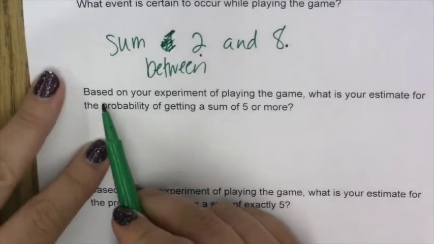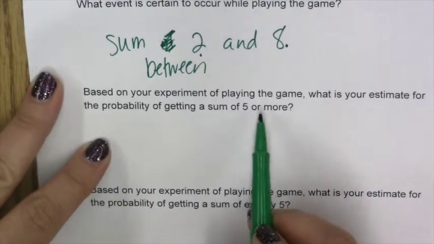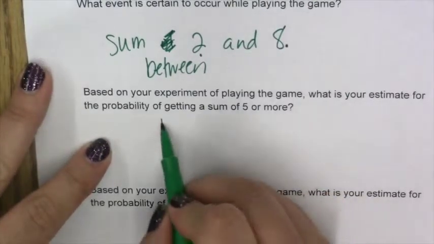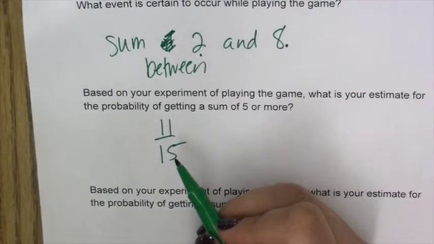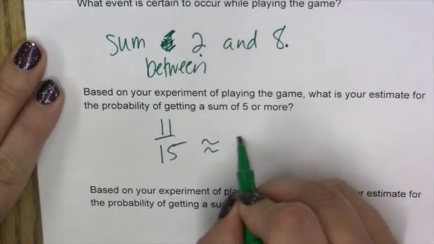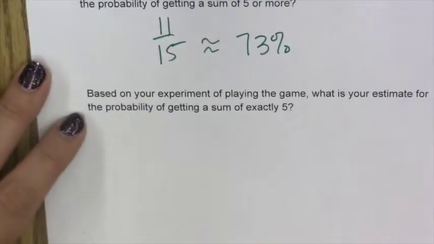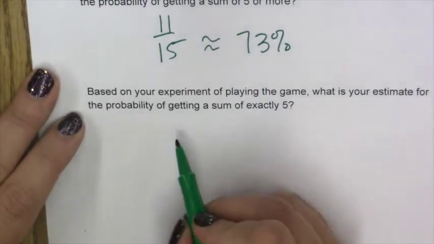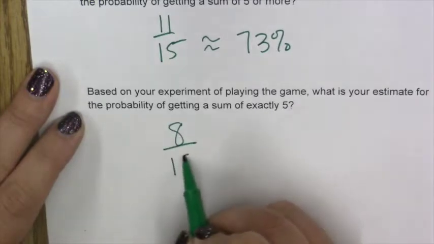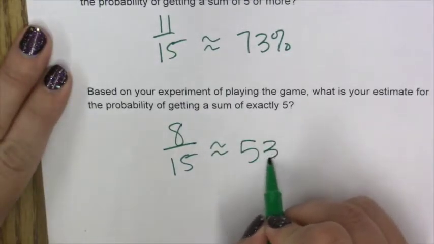All right. Based on your experiment of playing the game, what is your estimate for the probability of getting a sum of 5 or more? That was our 11 out of 15, which when we change that into a percent, if we want to show it that way, would be about 73%. And then based on your experiment, what is your estimate for the probability of getting a sum of exactly 5? When you count all of those up, 5 occurred 8 out of the 15 times, which would be about, we'll say, 53%.